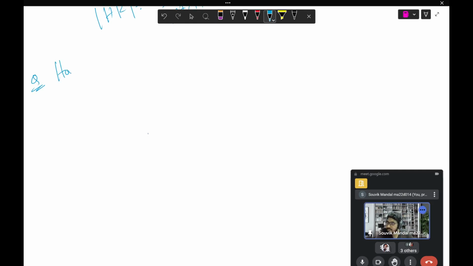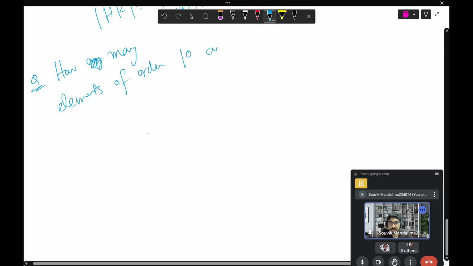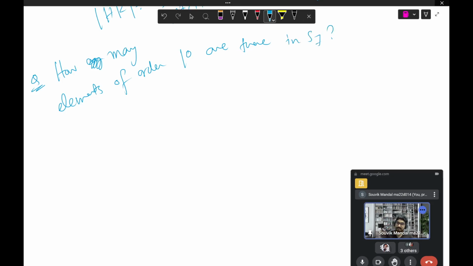So, how many elements of order 10 are there in S7? Think about it.